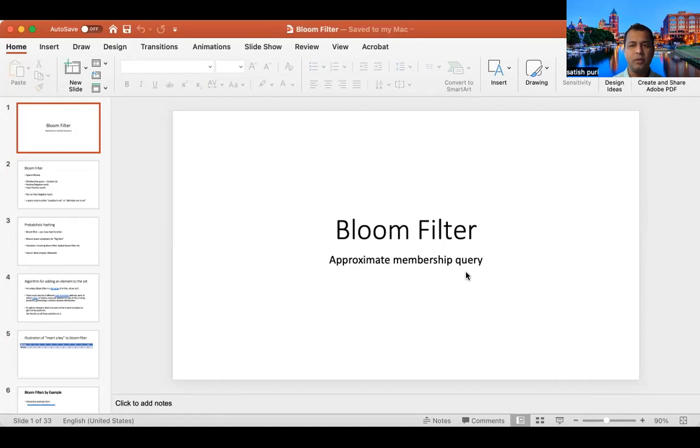Now, the false positive rate could be controlled. You can make the false positive rate like 10%, meaning 10% false positives will be there when you do a bunch of membership queries, or you can make it as small as 1% or 0.1%. So how do you do that? That's what we are focusing on.